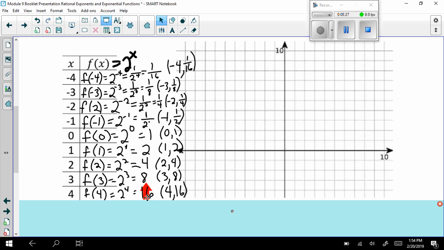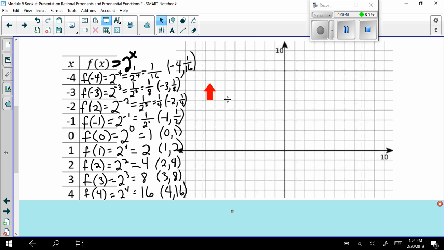So if I'm going backwards, I'm dividing by 2. 16 divided by 2 is 8. Divided by 2 is 4. Divided by 2 is 2. Divided by 2 is 1. And I can actually keep going. Divided by 2 is 1/2. Divided by 2 is 1/4. Divided by 2 is 1/8. Divided by 2 is 1/16.